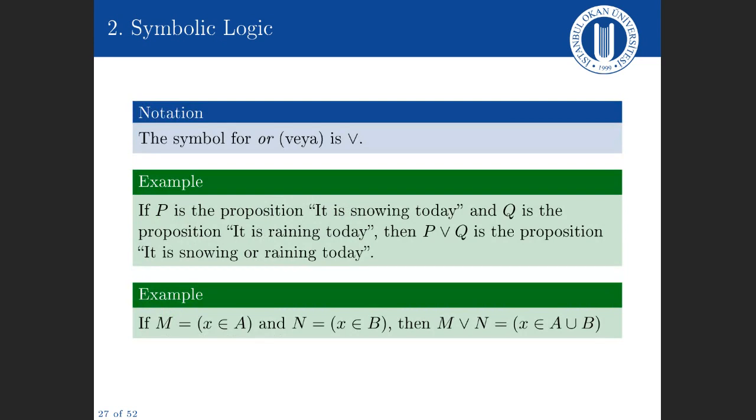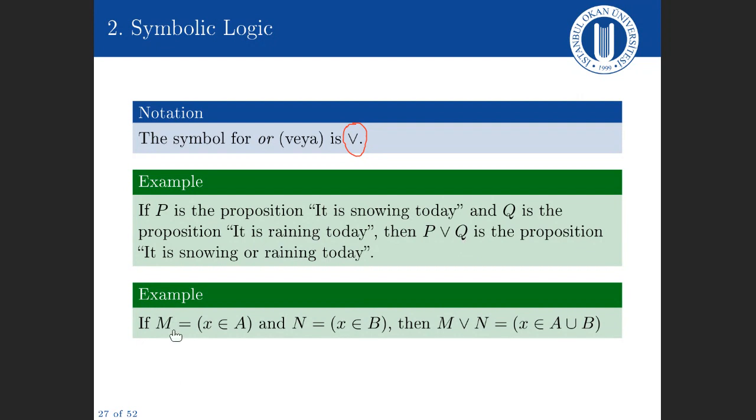We can combine two propositions together with an OR symbol. The symbol for OR is this type of V. For example, if P is the proposition, it is snowing today, that might be true, that might be false, so it's a proposition. And Q is the proposition, it is raining today. Then P or Q is the proposition, it is snowing or raining today.